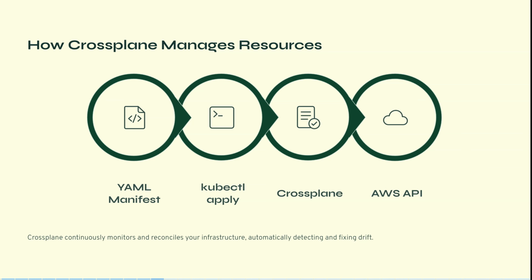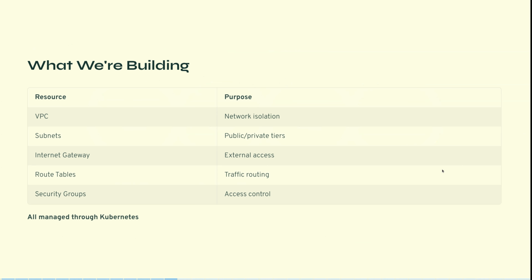How does Crossplane manage resources? First off, you create a YAML manifest, then run kubectl apply, and then Crossplane will kick in, and it will go and create your AWS resources by talking to the AWS API. Crossplane will continuously monitor and reconcile your infrastructure and automatically detect and fix any drift that might happen. So if anyone makes a change in the AWS console itself, it will detect that and it will revert that change.